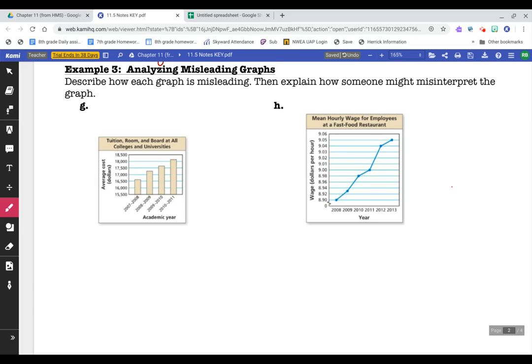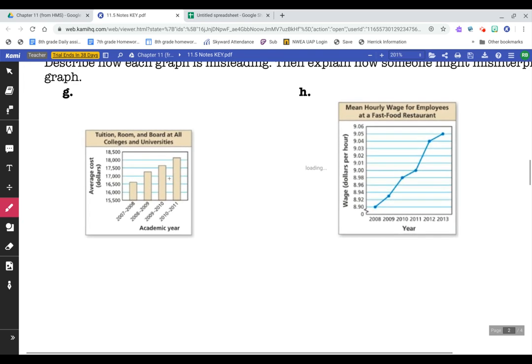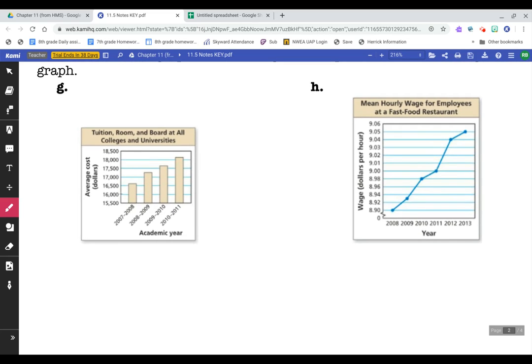For example 3, we're going to analyze misleading graphs. So when you first look at this graph in part G, it has tuition, rooms, and board at all college universities. And it looks like from year 2007, 2008 to 2010, 2011, that the tuition for room and board and everything has just increased drastically. Definitely the tuition is increasing because the bars are going up.